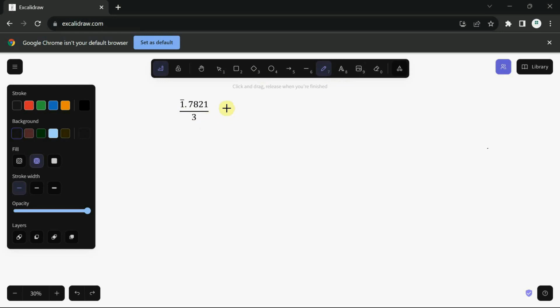All right, so now I can write this as minus 1 plus 0.7821, divided by 3, right? This is the real representation of this value, but I can't divide this cleanly. Minus 1 divided by 3 will give me 0 point something, and this divided by 3 will also give me 0 point something. So what we can do is look for a value that I can replace this minus 1 with, and that value must be divisible by 3.